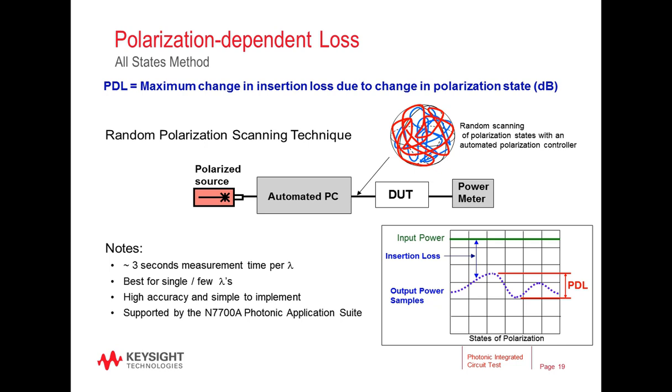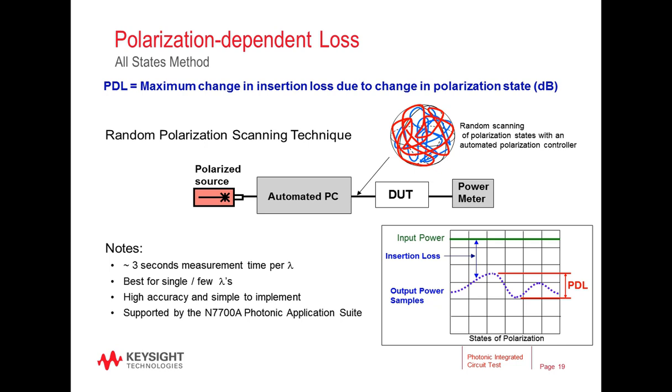There are two primary methods of measuring PDL. The first I'll talk about here is called the random polarization scanning technique, or all states method. If one were asked, how can I know the total change in loss over all states of polarization, one might answer, measure all states and record those measurements. And this is the basic idea of the technique.